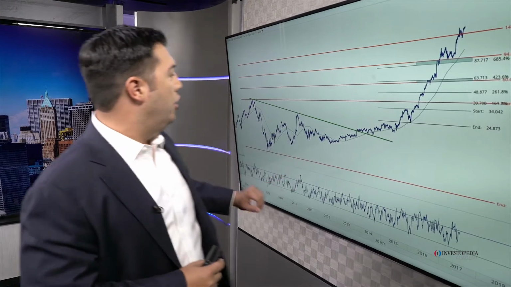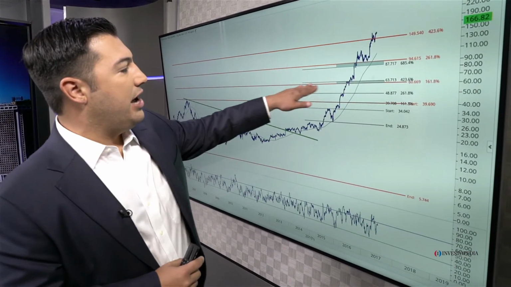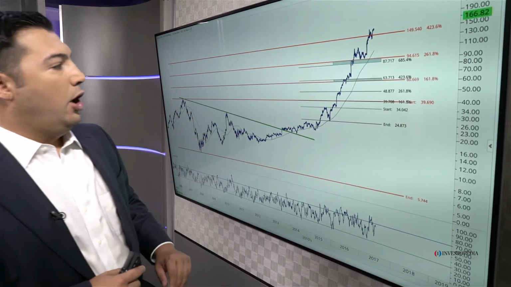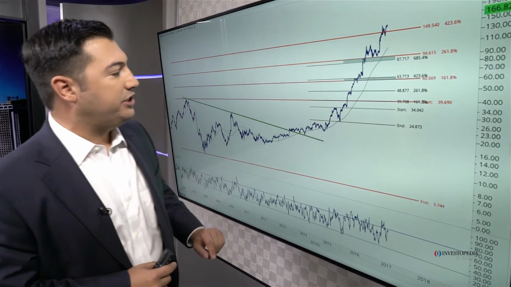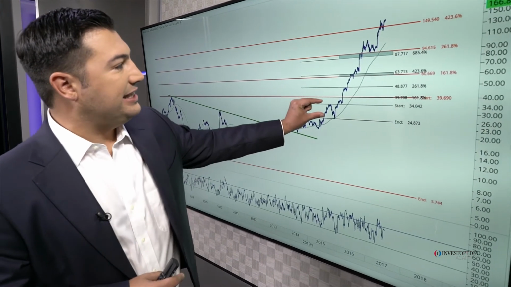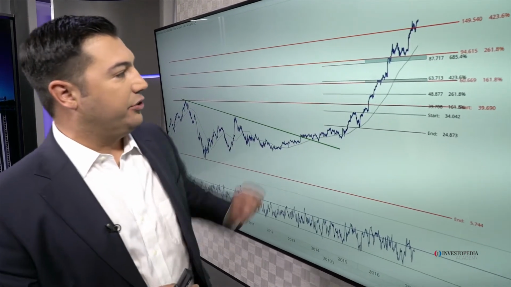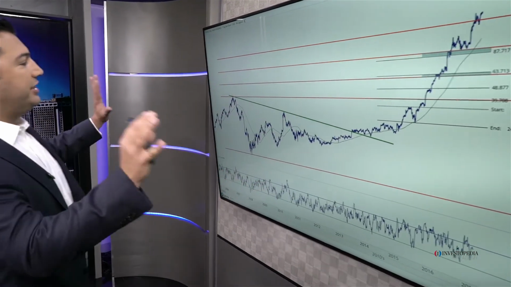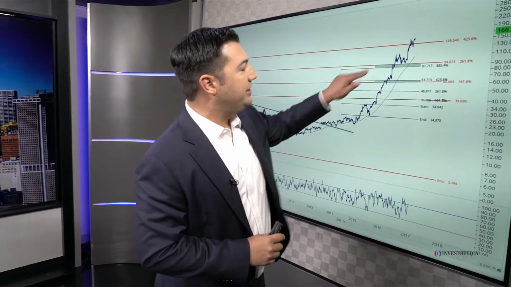Notice how the 161.8% extension of the 2007 to 2008 decline came in right around this 60-61 level. But so did the 423.6% extension of this little decline here. Notice how this 685.4% extension of that little decline comes right around the 261.8% extension of this massive decline. Where these Fibonacci levels are clustering together, those are the levels we want to focus on.